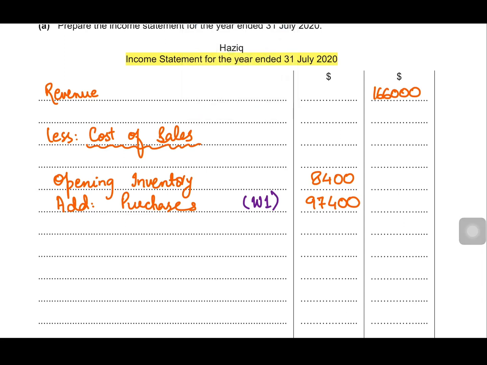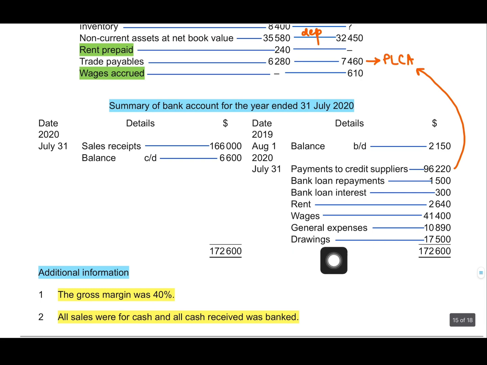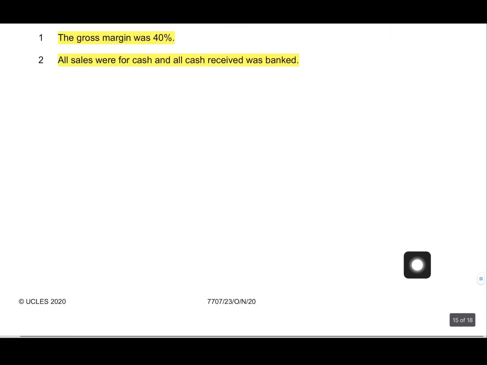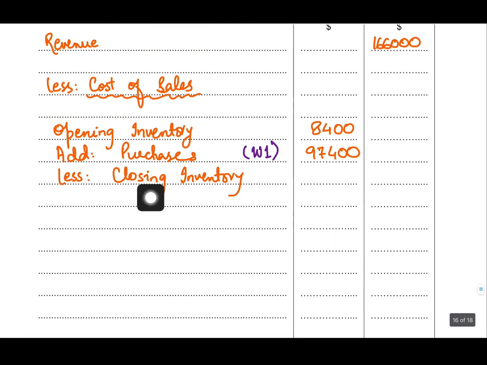After purchases we do what? We subtract closing inventory. If there are any returns outwards in the question, we also have to subtract them from purchases, but there are no returns outwards in this question. And if there are any inventory drawings, they are also subtracted from purchases, but we don't have inventory drawings, we have bank related drawings, so that will be ignored for the income statement. Now we have to find out closing inventory. Closing inventory is not given in the question, so again we have to do some working.